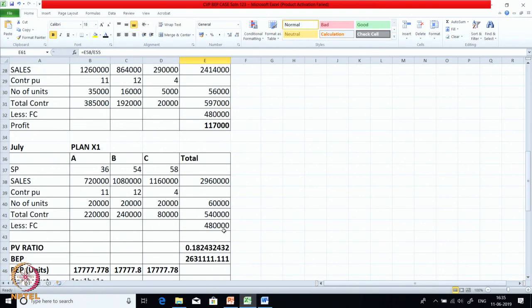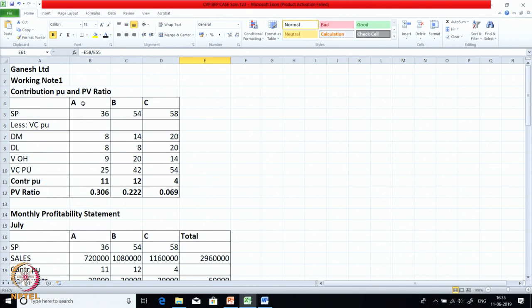If you look at individual products, though they have not asked, amongst ABC, which product do you recommend? It will be very much obvious that since the contribution is high for A and B, you will not like C, you would like to push for A or B. Any mix which has more weightage for AB is better than any mix which has more weightage for C. But between A and B, which is better? This is a very tricky question, because between A and B, B has more contribution per unit, but A has more PV ratio. So which one will you prefer?